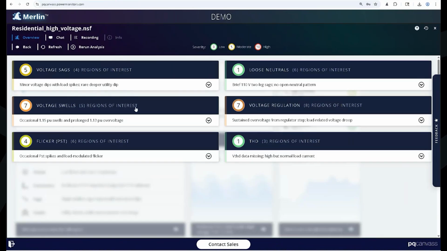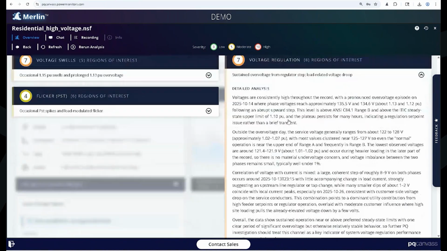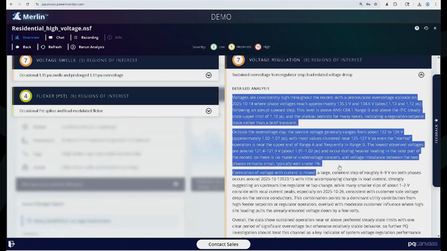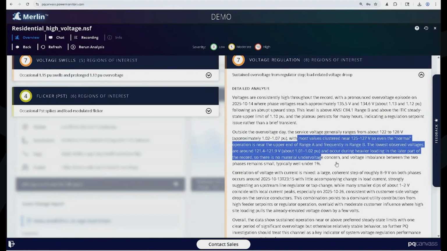And here, as Vinny pointed out, these severities are higher for voltage swells and regulation. They're 7. That's closer to the high. This is where the real problem is. So here we can click on that and see what Merlin saw out of these strip charts. When did it see it? What did it see? It's talking about the fact that it's going to almost 7% high. And here's the voltage ranges and how it relates to NCC 84.